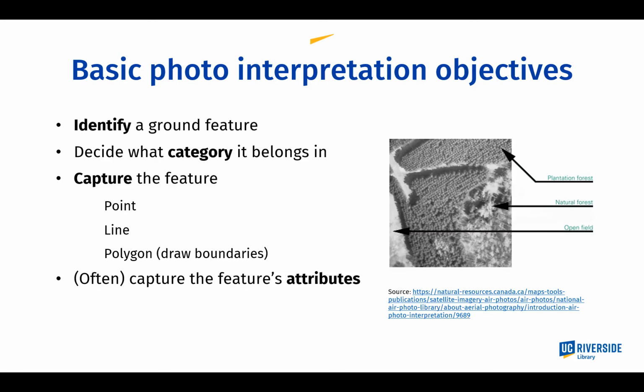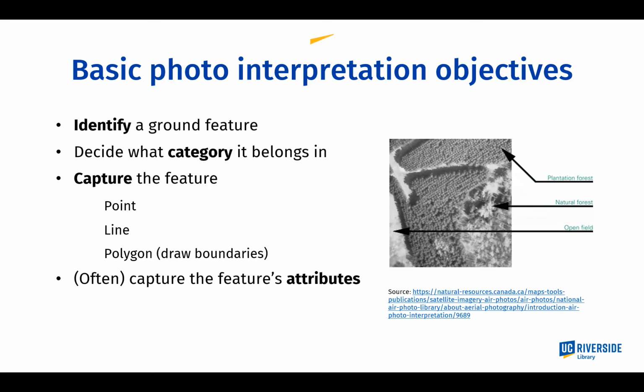But if it is something you need to map, then you want to capture the feature either as a point, line, or a polygon. A polygon is an area or a shape, and it feels like drawing a line because you actually delineate the boundaries around the polygon, but when you finish drawing that line, it closes where you started, so that pinches off an area on your map.